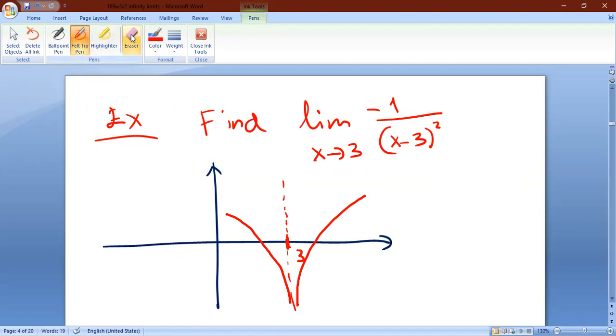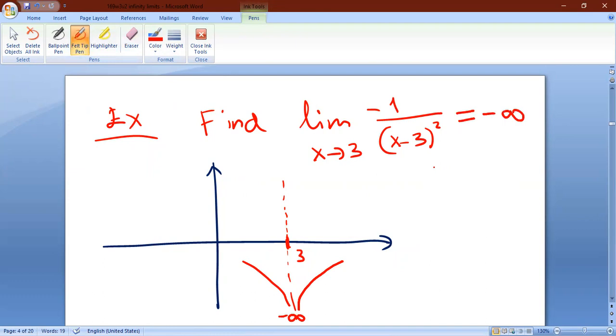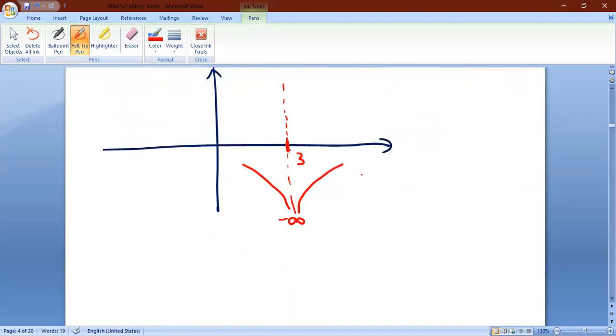By the way, my graph isn't that careful, so let me fix that. But okay, it's going to look like this. I know how the graph looks, so I wanted to change it. But anyway, it's going to minus infinity. It's never going to stop because you can get closer and closer to 3, and you will see that this will go to more and more negatively large. So you're going to say minus infinity.